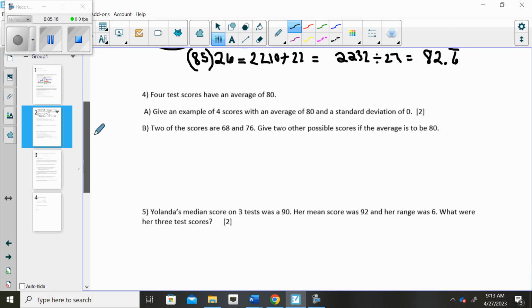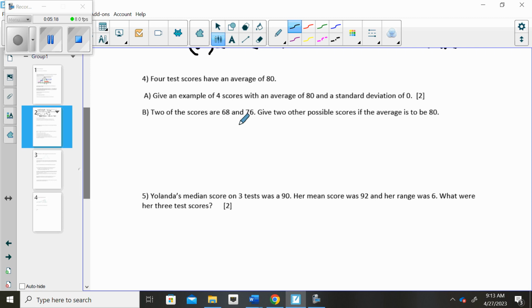So this problem, remember, standard deviation is the measure of spread away from the center or the average. So this should be a pretty easy problem. If you want a standard deviation of 0, that means everybody got the same score. Okay, now down below, remember, let's think of people as cups and noodles as points.